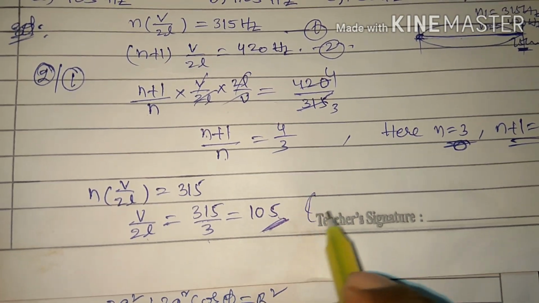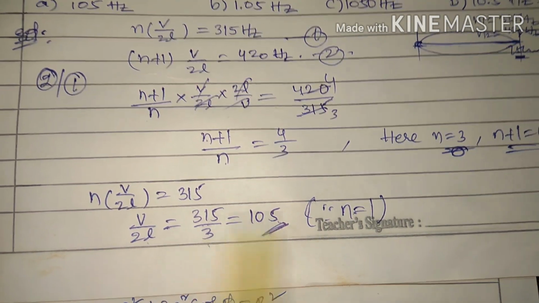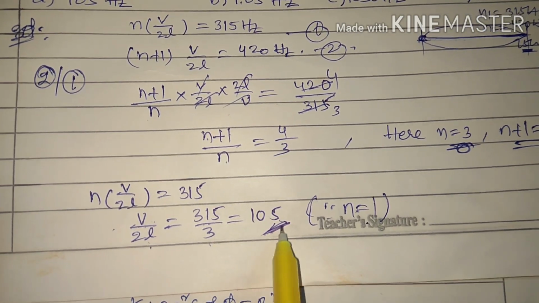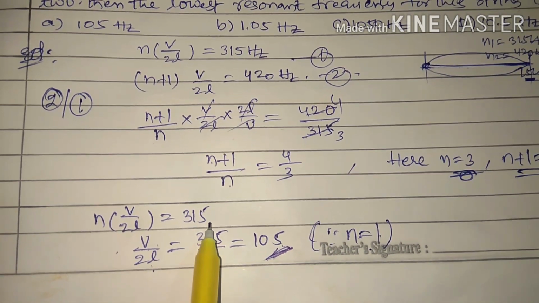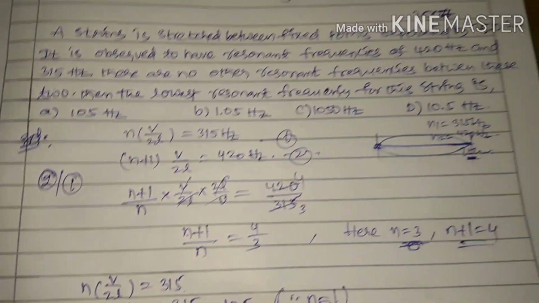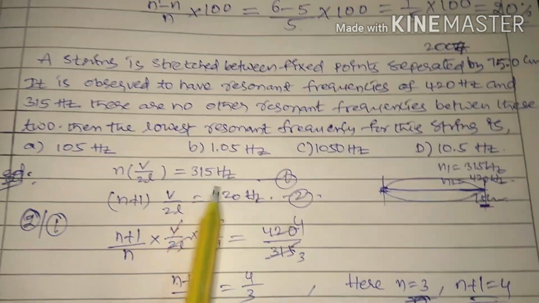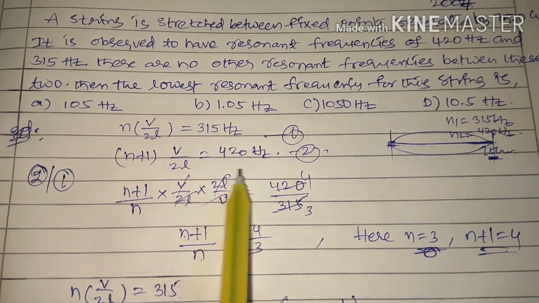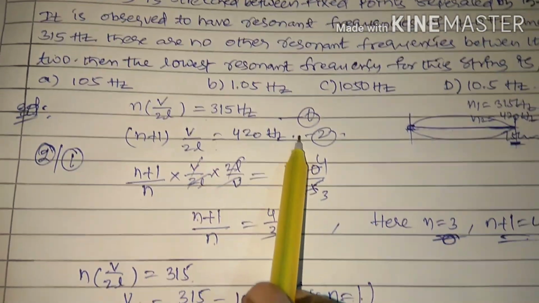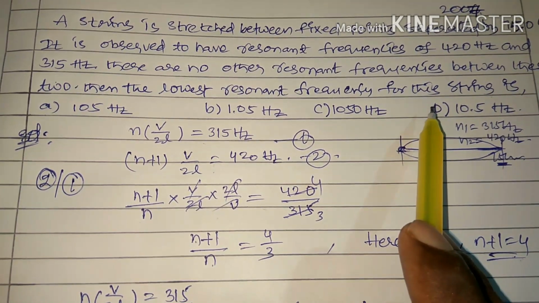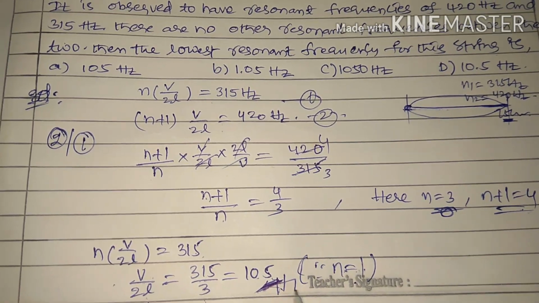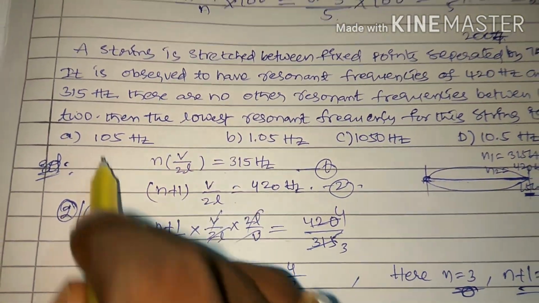If n is equal to 1, the lowest value, it is 1 into V by 2L, which is equal to 105. If n is equal to 3, then it is 3 into 105, that is 315. If n is equal to 4, then 4 into 105 gives 420. So the lowest resonant frequency, where n is equal to 1, is 105 hertz. This is the right answer, option A.